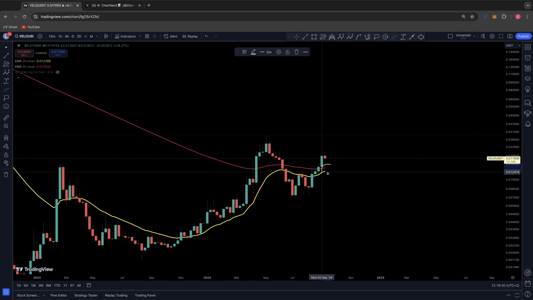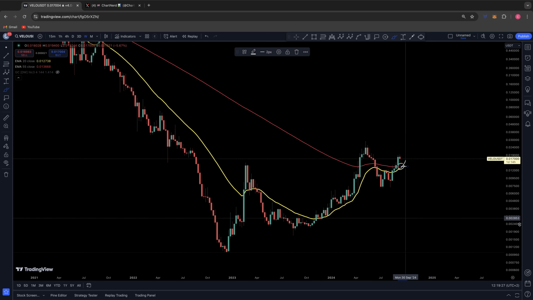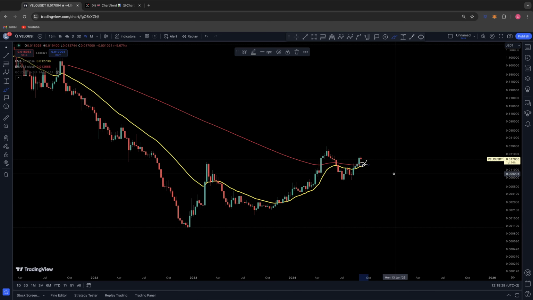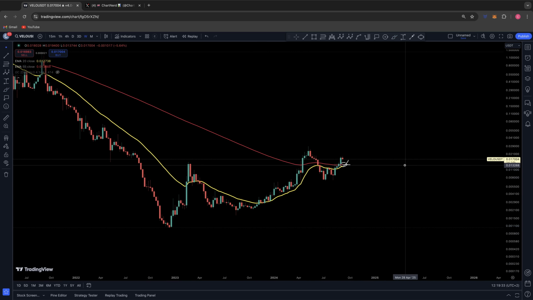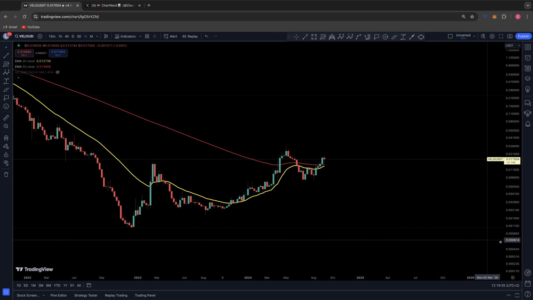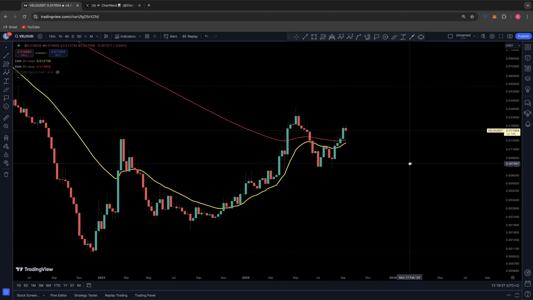So if we can coil up and form this cross where this 20 crosses over the red here, it's the first time in VELO's history, if you look back through VELO's history, that this would occur, and it would be an absolutely monstrous signal. Now, let me just reaffirm again once more that right now we are doing everything we need to on the macro to confirm this.